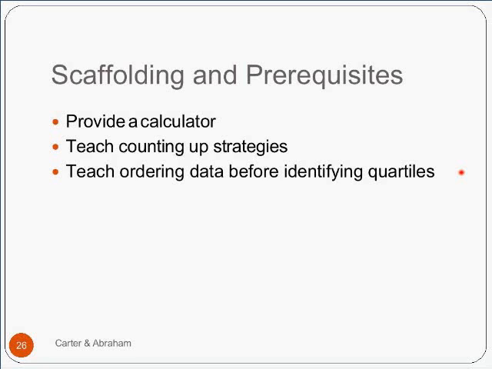And then, again, that idea of teaching the prerequisites. Kids need to be able to know how to order data from smallest to largest before they can identify quartiles or something like that. So really being aware of what are the skills students need to be successful learning this objective that I've written for this particular lesson, and can I teach some of those skills so that students are more likely to be successful.